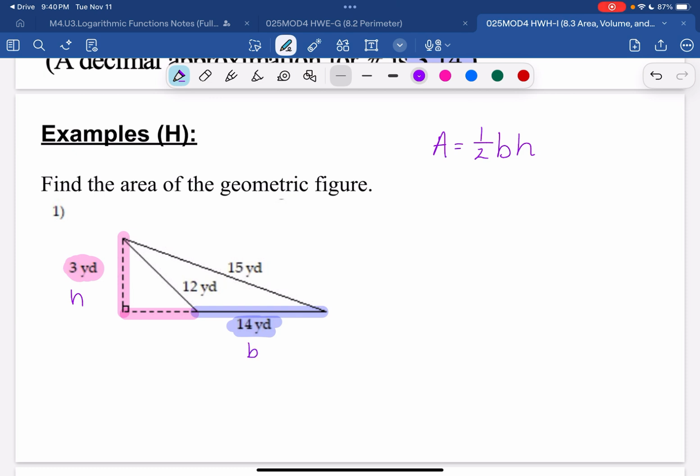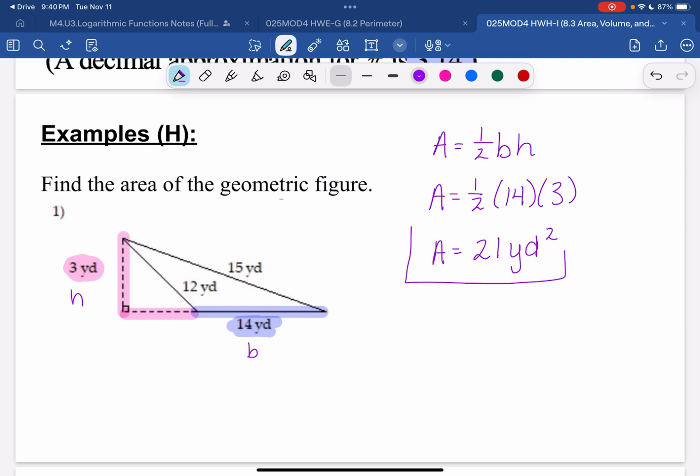So I'm just going to now plug those in. 1/2 times 14 times 3. Then I would just calculate that in my calculator and I would get 21 yards squared. So with area, you're always going to take your units and square them. With perimeter, the units were the same, but with area, our units are always going to be squared.